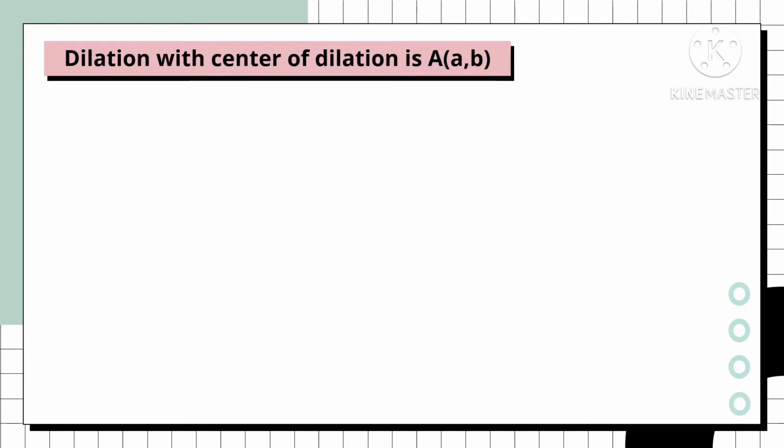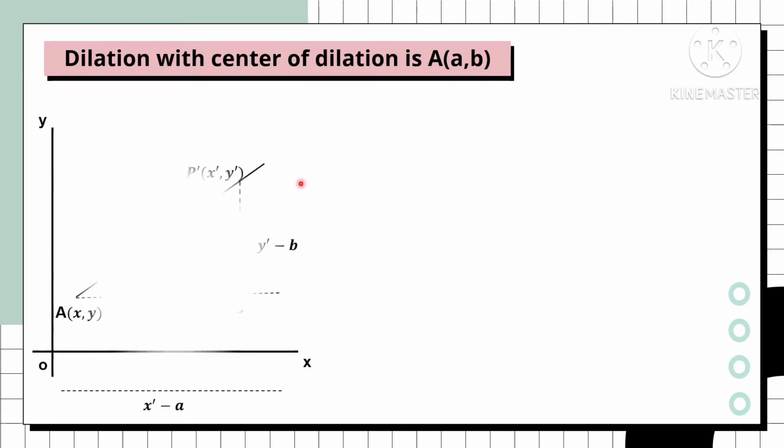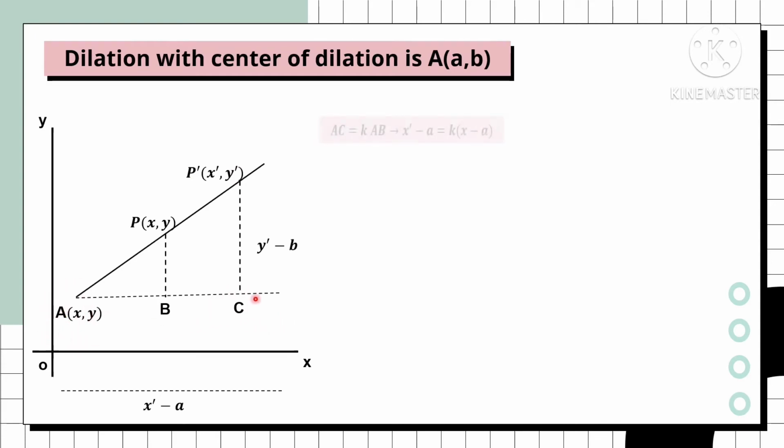So let's move on. Now we have reached the explanation about dilations, where the center of dilation is a random point A with coordinates (a, b). The concept is the same as before, so take a look at this Cartesian graph. A is a random point and AC is equal to k times AB. Then x prime minus a is equal to k times x minus a.